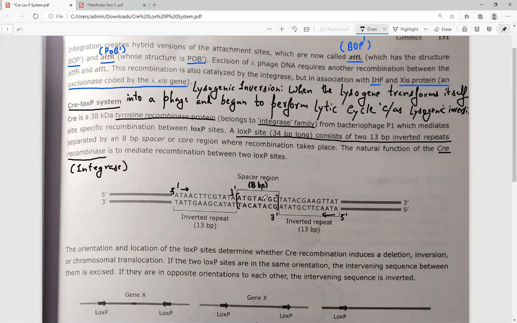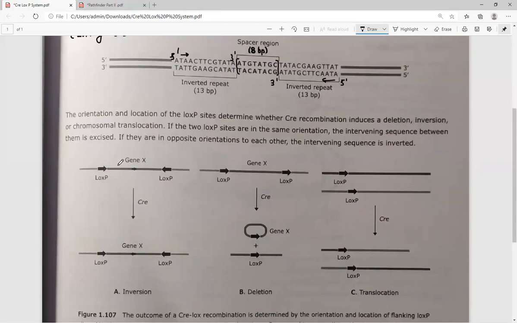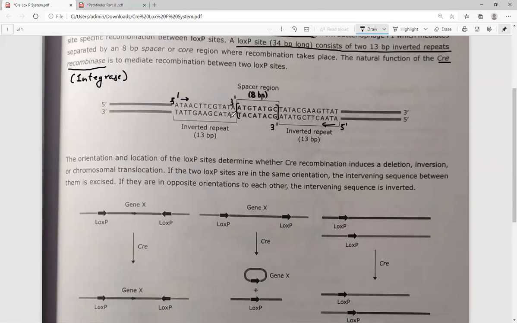It is an integrase that will catalyze the integration to take place. The orientation and location of the LOX P is going to determine which type of recombination is going to take place. Now you just have to memorize these things. If the cleavage is going to take place at this particular location, inverted repeat, supposing there is a cleavage that takes place here, a similar type of cleavage is also going to take place here.